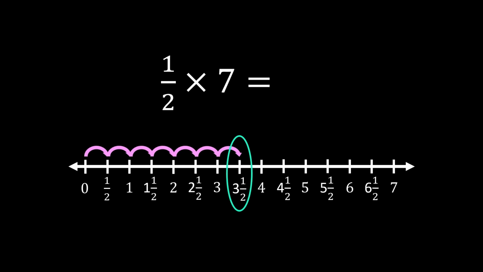1/2 times 7 is 3.5. 1/2 can't be simplified, so this is my final answer. 1/2 times 7 equals 3.5.